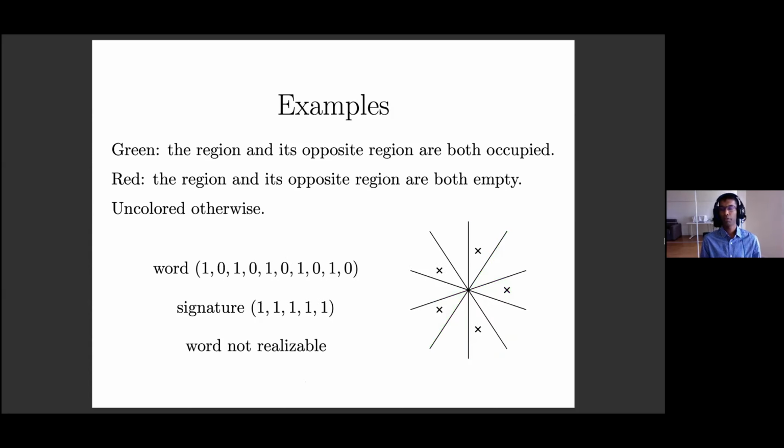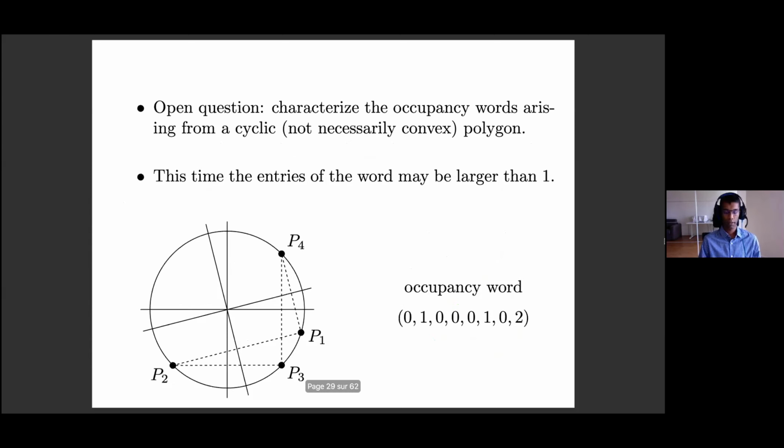And last example, how about the word 1010101010? So ones and zeros alternating. It's not realizable because the signature has only ones. So when you erase the ones, it's the empty word. So yeah, this is not realizable by the theorem.